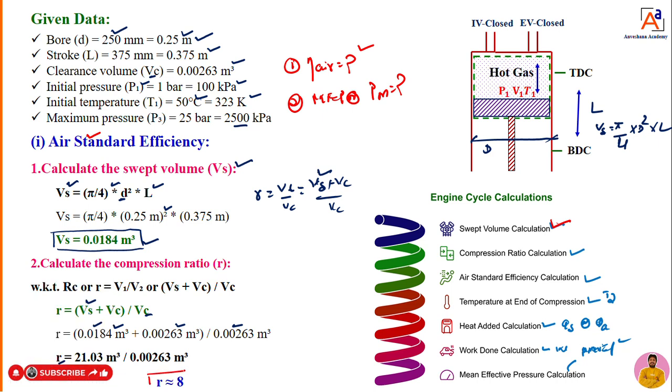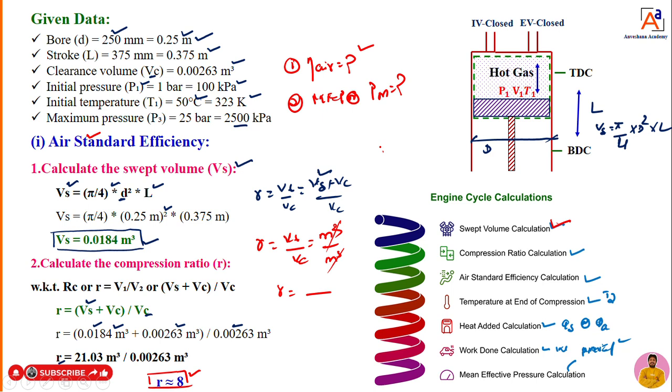You will get R as 8. But here, dear students, when it is R, it is total volume, Vt, by clearance volume, Vc. What is the unit of total volume? That is meter cube. Clearance volume, meter cube. Hence meter cube gets cancelled. Hence we are not having a unit for the compression ratio. So therefore compression ratio is equal to 8. That is the second calculation you did for the air standard efficiency.